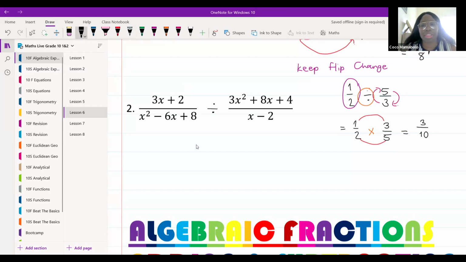All right, give me a thumbs up. Do we understand how the keep, flip, change works? Are we okay with that? Yes? Excellent. Okay, Morangi, keep means keep the first fraction the same. Keep this first fraction the same. Keep the same. Okay, so we don't flip this one. We keep that one. We flip the second one, and then we change the sign.